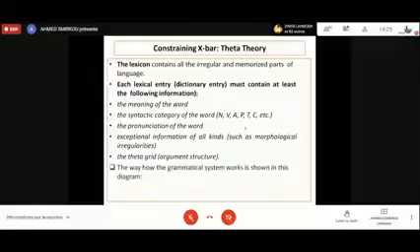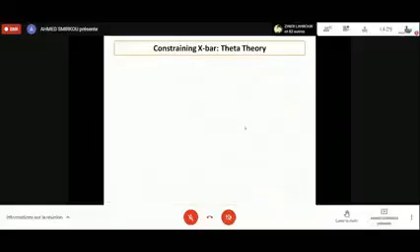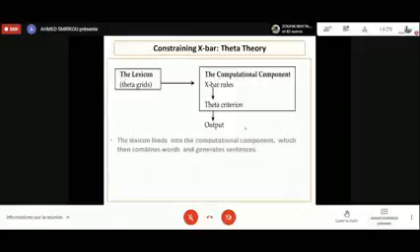So the way the grammatical system works is shown in this diagram. So this is, I think, the last slide. This is how, no, it's not the last, unfortunately. Sorry. This is how it works. The lexicon.